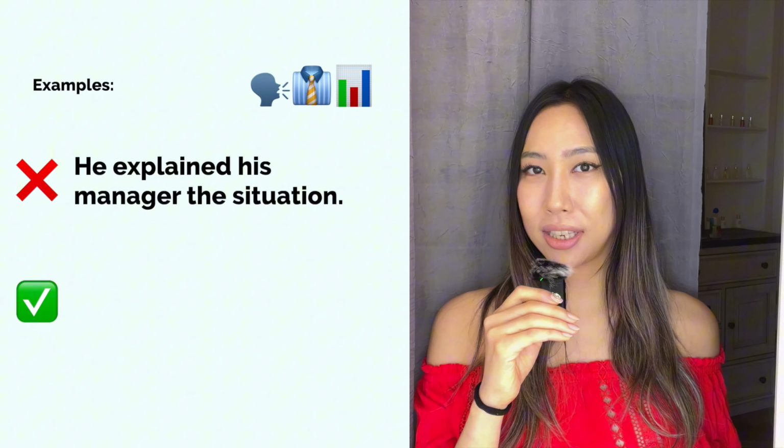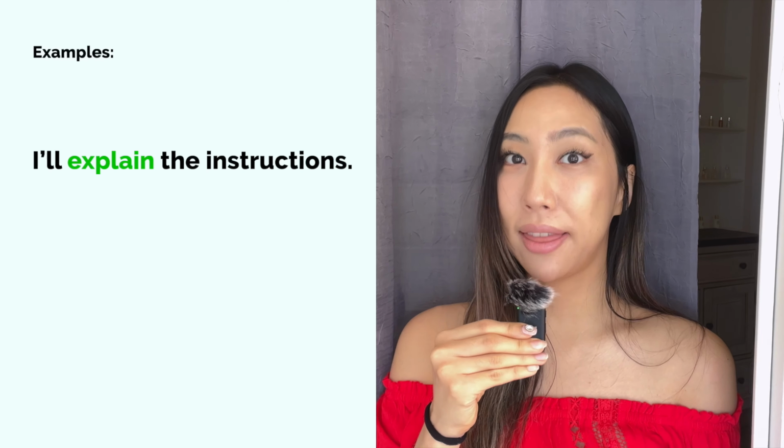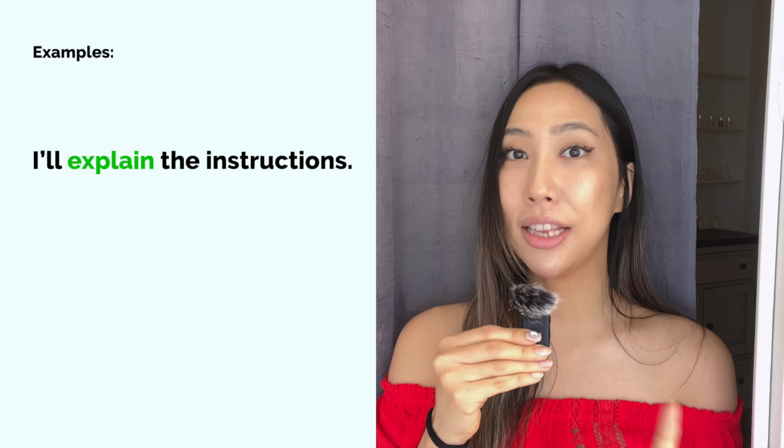The key here is that if you do have someone you are explaining to, to is necessary before that person. And without it, the sentence is grammatically incorrect. If you don't have someone you are explaining to, it's okay to use explain without to. For example, I will explain the instructions. He will explain later. I want you to explain.